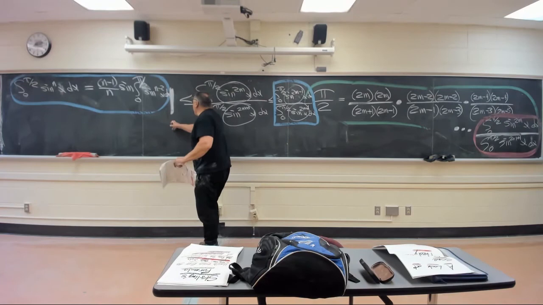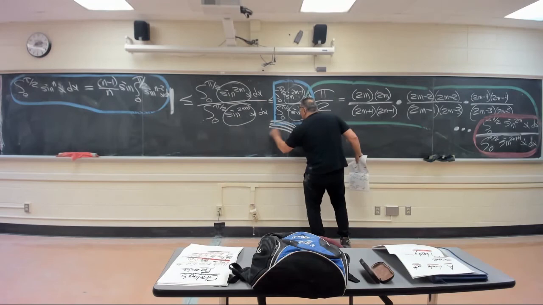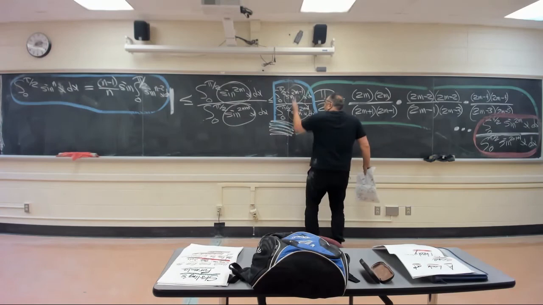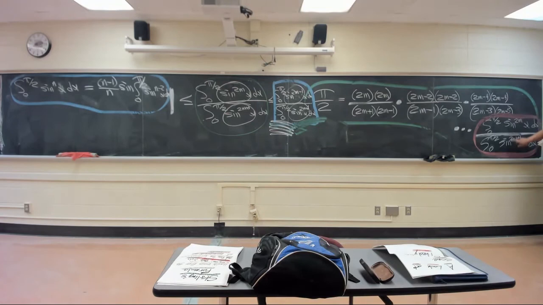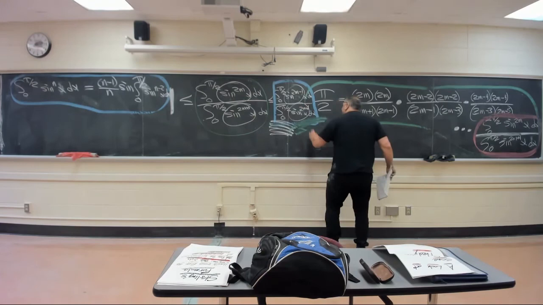If we get this guy to be equal to 1, if this guy's equal to 1 and that guy's equal to 1, then this right here is equal to 1. And that's what we want to be equal to 1. Well, how's that guy equal to 1? Well, this is two bigger. This is two smaller than this guy.